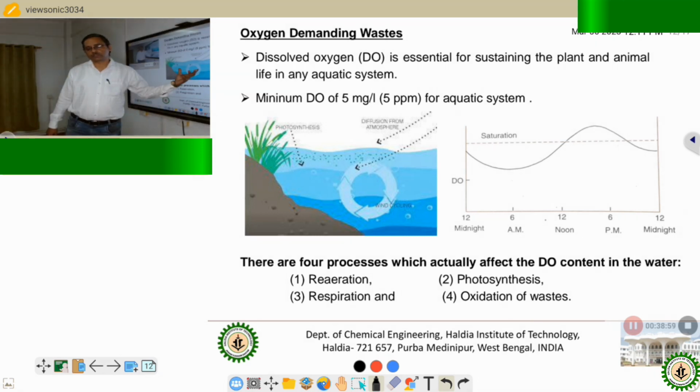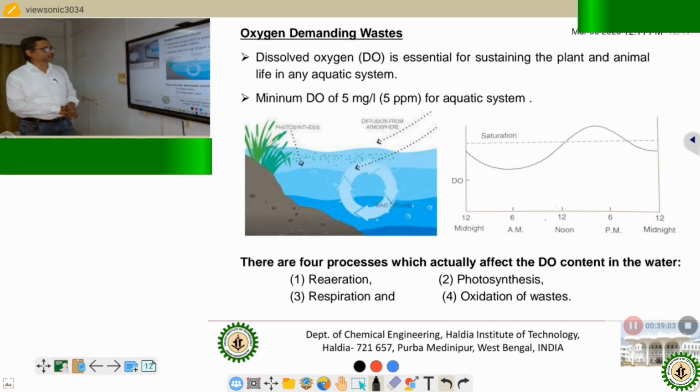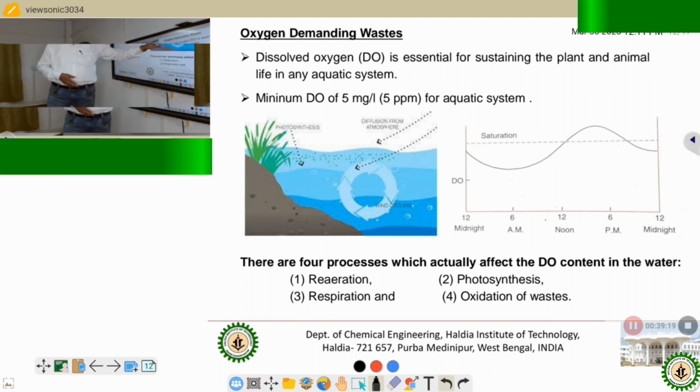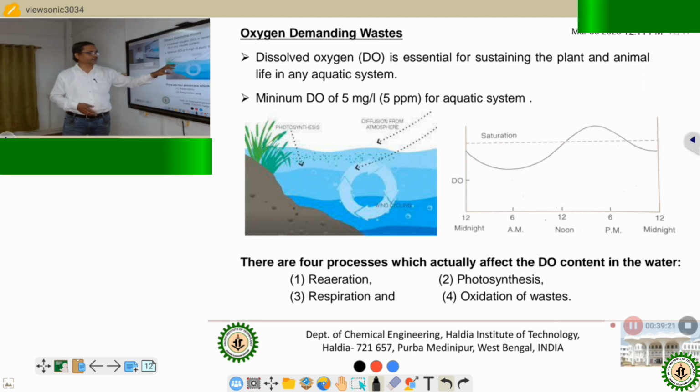Now, just one parameter I would like to discuss about the quality of water. There are so many factors to get good quality water. The major point is oxygen demand, DO, dissolved oxygen. For aquatic animals, how much oxygen is dissolved is important. If the oxygen level comes down, definitely the plants or even the animals will die.